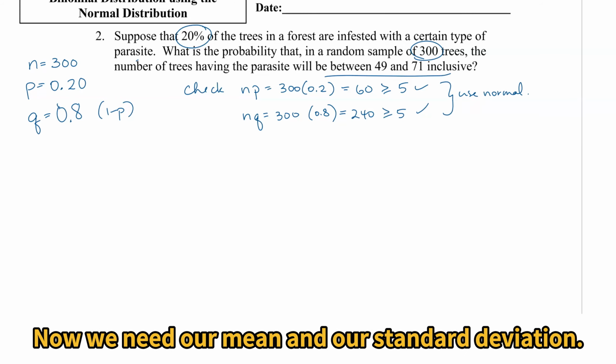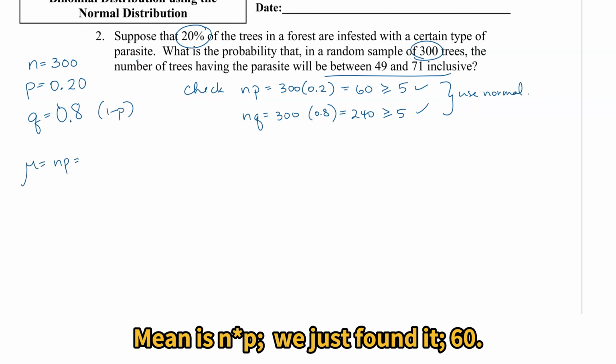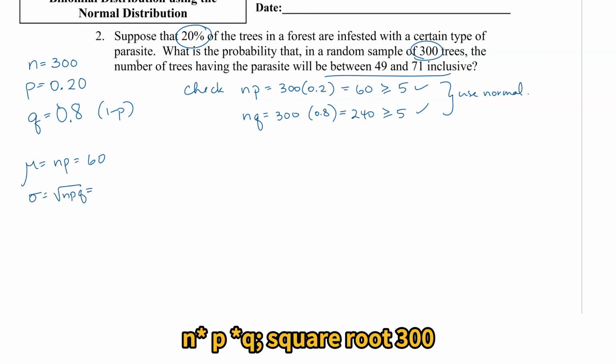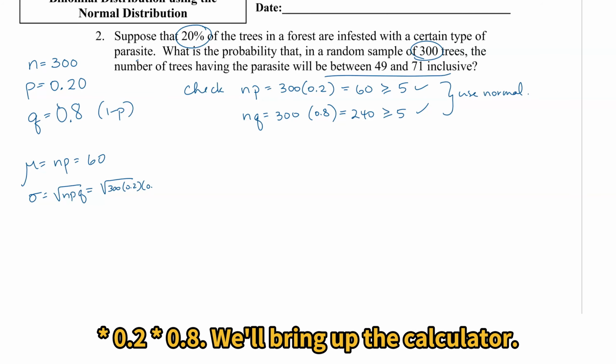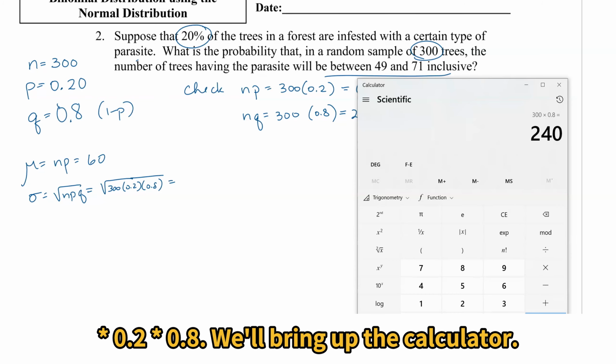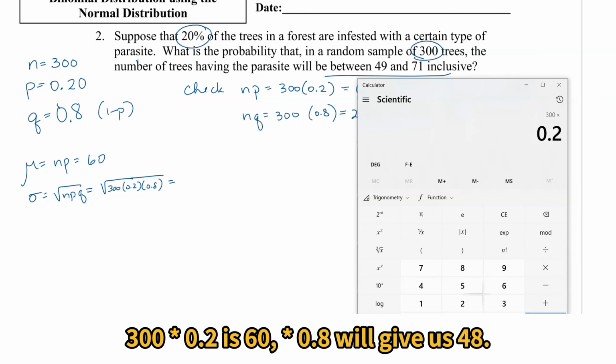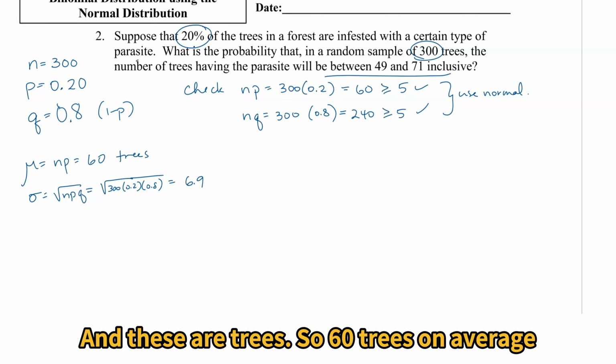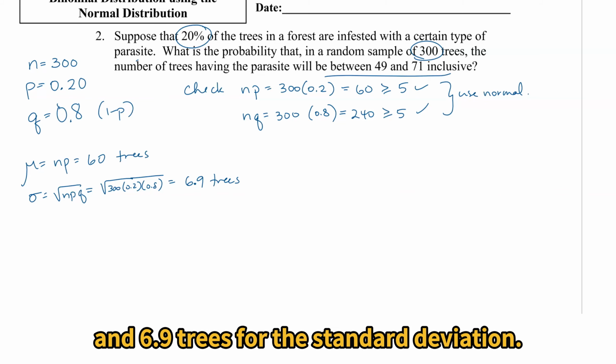Now we need our mean and our standard deviation. Mean is n times p, we just found it, 60. Standard deviation, square root of n times p times q, square root of 300 times 0.2 times 0.8. We'll bring up the calculator. 300 times 0.2 is 60, times 0.8 gives us 48. Take the square root, 6.9. And these are trees, so 60 trees on average and 6.9 trees for the standard deviation.